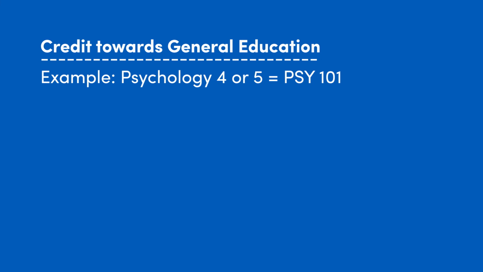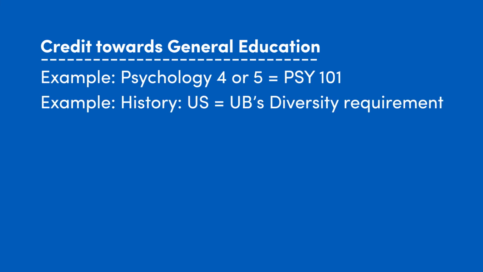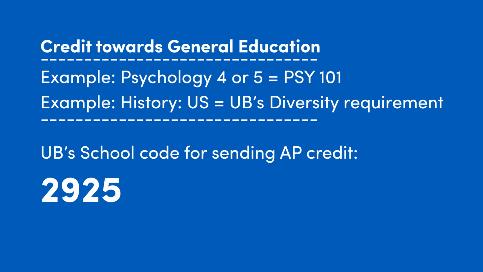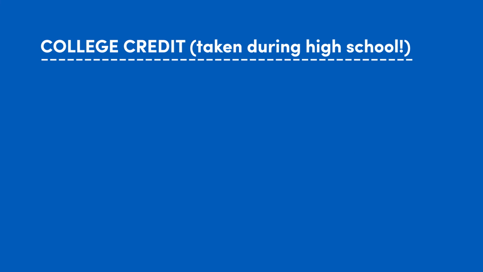Also, AP credit in liberal arts areas can be used towards the UB curriculum requirements. For example, a 4 or 5 in psychology can be chosen in your pathways, or a 4 or 5 in U.S. history satisfies the diversity requirement. Last but not least, be sure to send your AP credit to University at Buffalo. Our school code is 2925, and you can always find more information if you Google UB AP credit, since we have a website that explains that in depth.